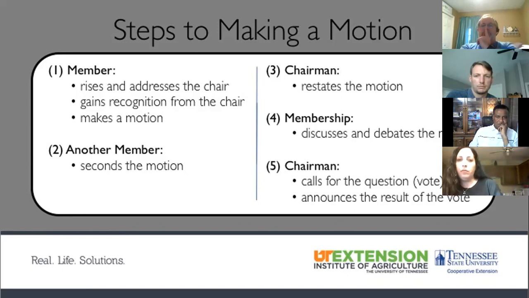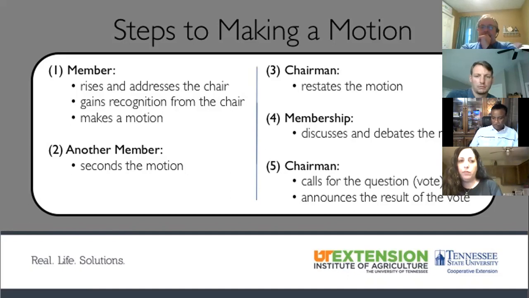They do not have to gain recognition. I do not have to know their name. We learned last week in the minutes, someone can just say, I second the motion. At that point, it is the responsibility of the chairman to restate the motion in front of the group.